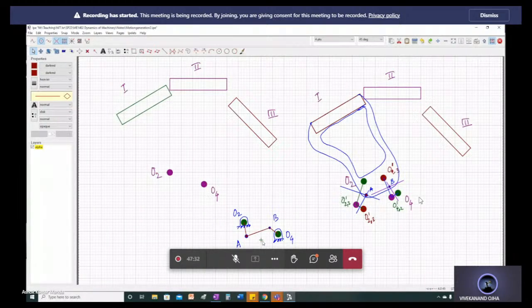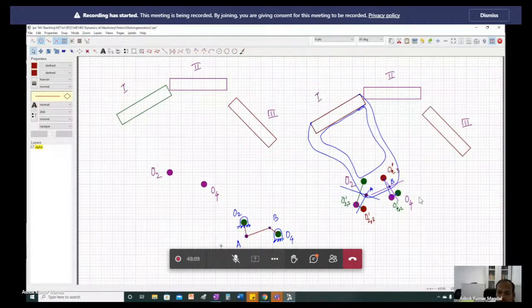Yes. I have just drawn the simple 4 bar mechanism, O2, A, B, and O4. I drew it separately, and here also you can draw the actual coupler, which is this one. This is not the whole coupler, it is a part of the coupler.